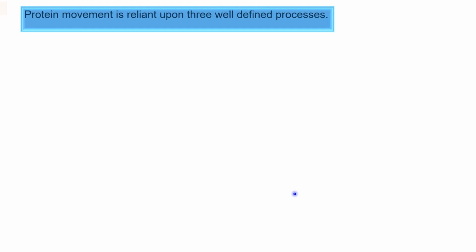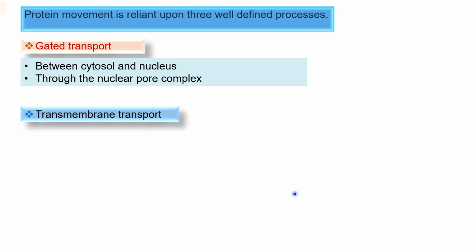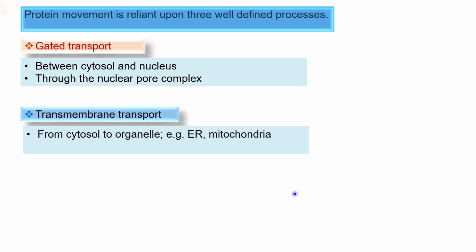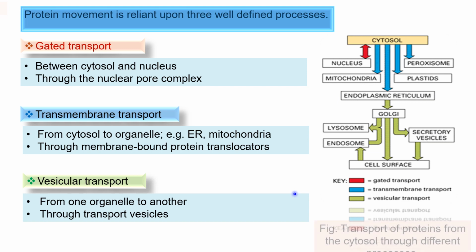Protein movement is reliant upon three well-defined processes. The first is gated transport, which occurs between the cytosol and the nucleus. This type of transport takes place through the nuclear pore complex. The second is transmembrane transport, which is the transport of proteins from the cytosol to organelles such as the mitochondria, endoplasmic reticulum, peroxisomes, and plastids in plant cells. This type of transport is carried out through the protein translocators. Protein movement also occurs through vesicular transport, that is, from one organelle to another, and through transport vesicles.